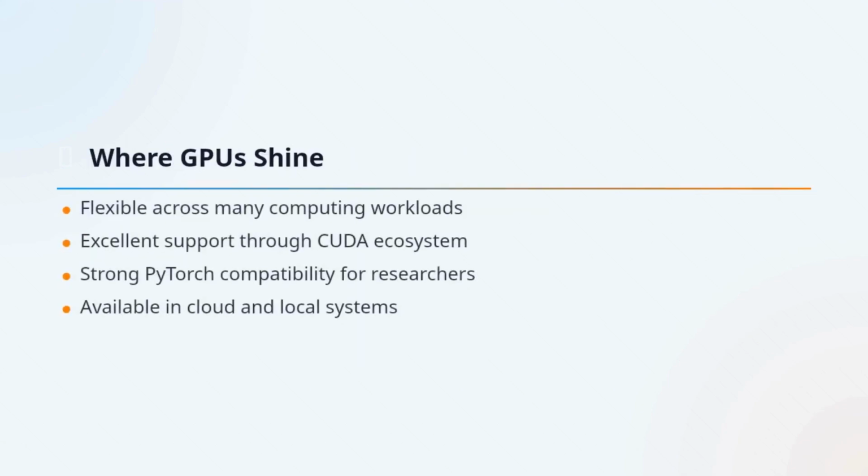One big strength of GPUs is flexibility. They work across many environments, whether you are training models in the cloud, running experiments on-prem, or even using consumer hardware. They also have a mature software ecosystem, especially with CUDA, and this gives developers access to many libraries and tools. For teams using PyTorch heavily, GPUs are usually the most natural fit.